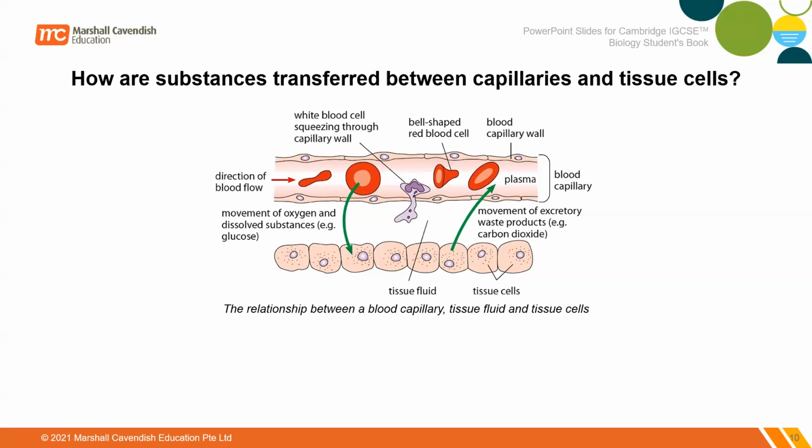So now, arteries transport oxygenated blood. Veins take the deoxygenated blood. In between both, we have capillaries to connect arteries and veins.